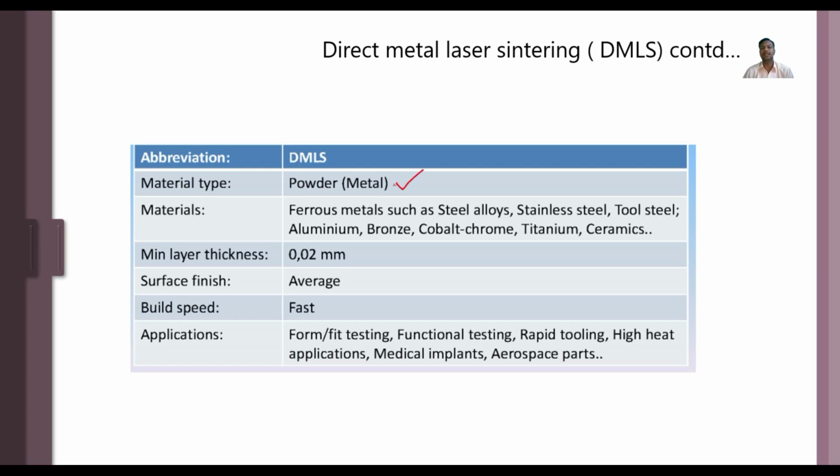Powder-based metals for selective laser melting include ferrous metals such as steels, alloys, stainless steel, tool steels, bronze, aluminum, and various kinds of advanced materials like titanium, cobalt, chromium, and ceramics. Up to 0.02 mm we can achieve. The build can be done in a faster way. For rapid tooling and high heat applications, we can go for selective laser melting operations, especially for aerospace applications. We easily use this kind of application.